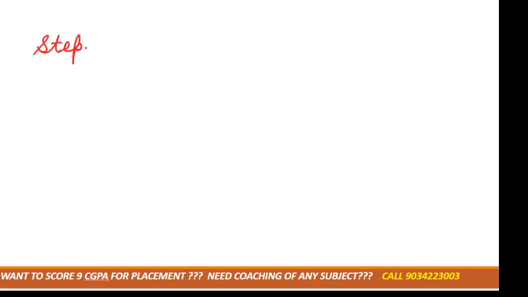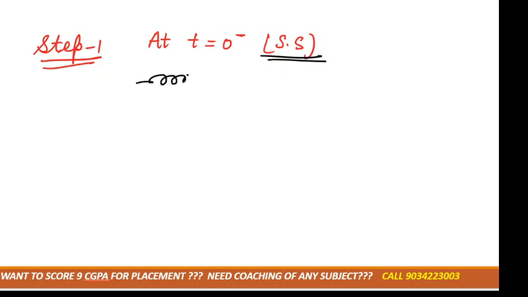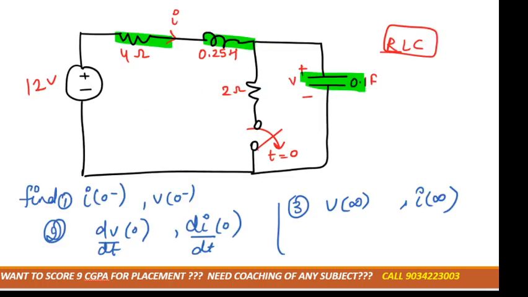What was step number 1 for the first order circuit? We have to draw the circuit at t equal to 0 minus, right? For t equal to 0 minus, that will behave as a steady state. Now in this case, as I told you, in steady state condition, the inductor will behave as a short circuit, correct? And the capacitor will behave as an open circuit, correct?